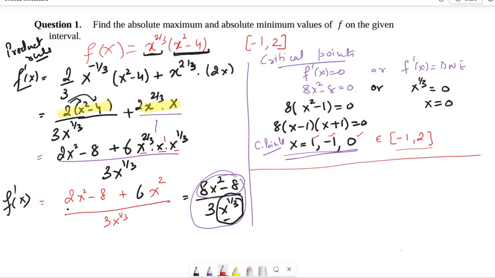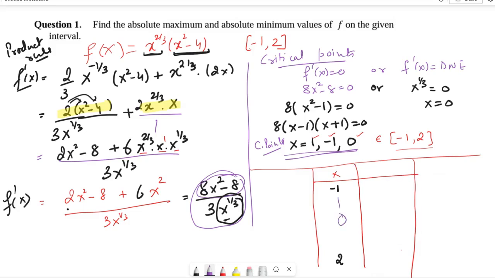Step 3 is to find the function's values at endpoints. What are the endpoints? -1 and 2. And also the critical points. The critical points are 1, 0, and -1, which are already written, so we don't have to write them again, right? We need to find the function's value at these points. The function is your given function.